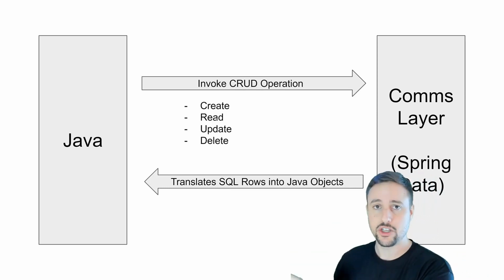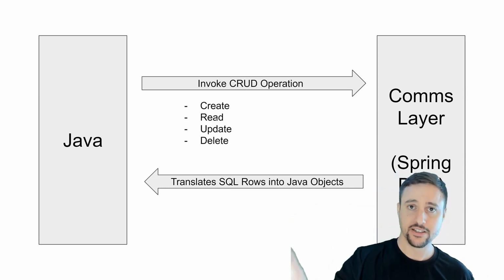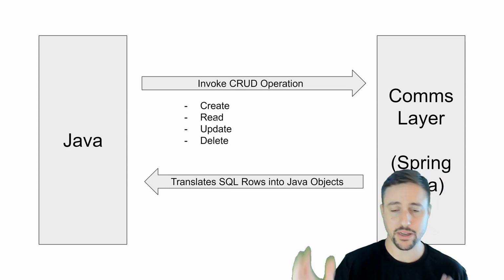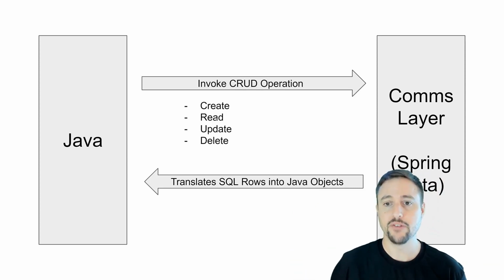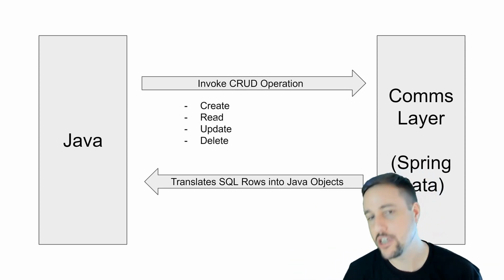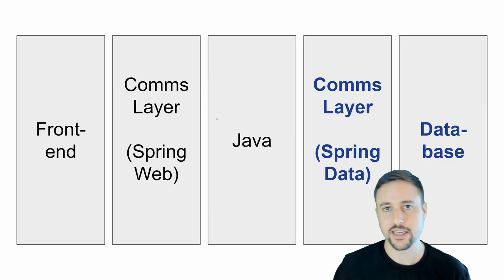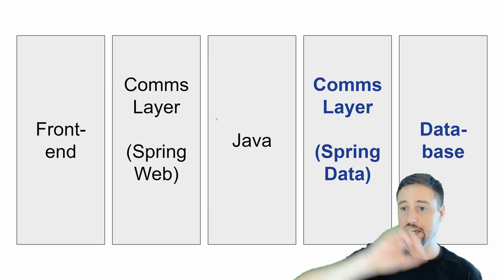Java tells the communication layer, I want to do that. We call that invoking methods. But anyway, that's what it's doing here. Yeah, you invoke some sort of CRUD operation. You create, read, update, and delete. Okay? So that's what Java tells the communication layer to do.